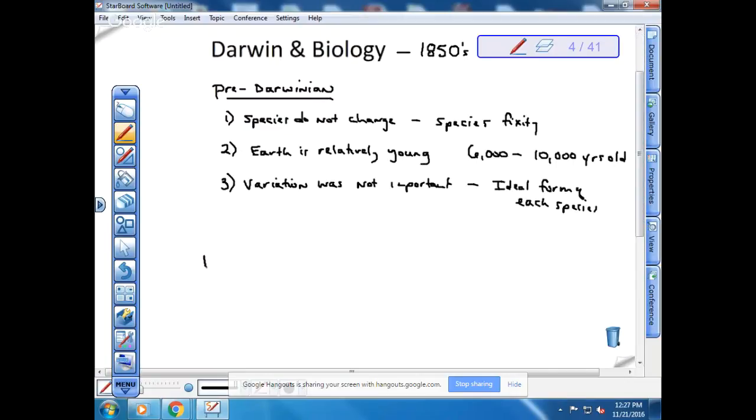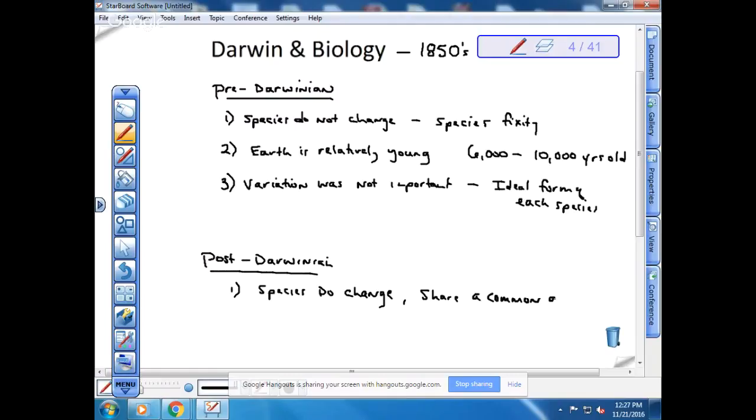So if we look at post-Darwinian views, this is that species do change. And they also share a common ancestor. So if we went back far enough, if I use the elephant example again, the Asian and the African elephants would share a common ancestor. Birds and reptiles would share a common ancestor. So all the organisms on the planet, if you go back far enough, share a common ancestor.